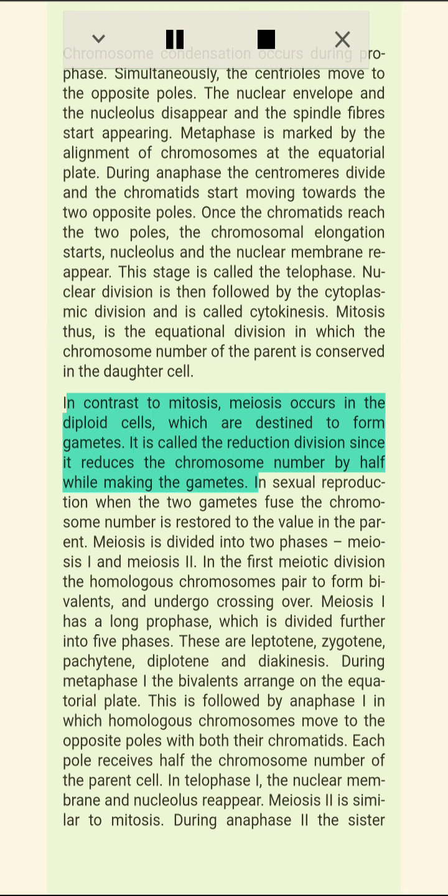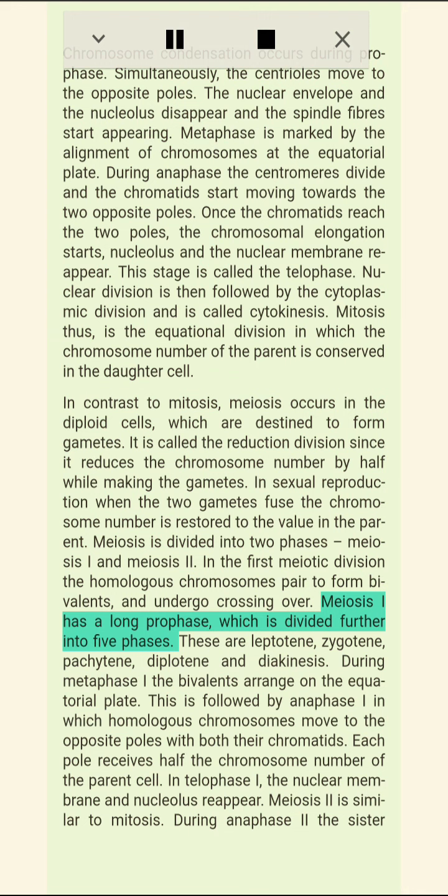In contrast to mitosis, meiosis occurs in the diploid cells, which are destined to form gametes. It is called the reduction division since it reduces the chromosome number by half while making the gametes. In sexual reproduction, when the two gametes fuse, the chromosome number is restored to the value in the parent. Meiosis is divided into two phases, meiosis I and meiosis II. In the first meiotic division, the homologous chromosomes pair to form bivalents and undergo crossing over.